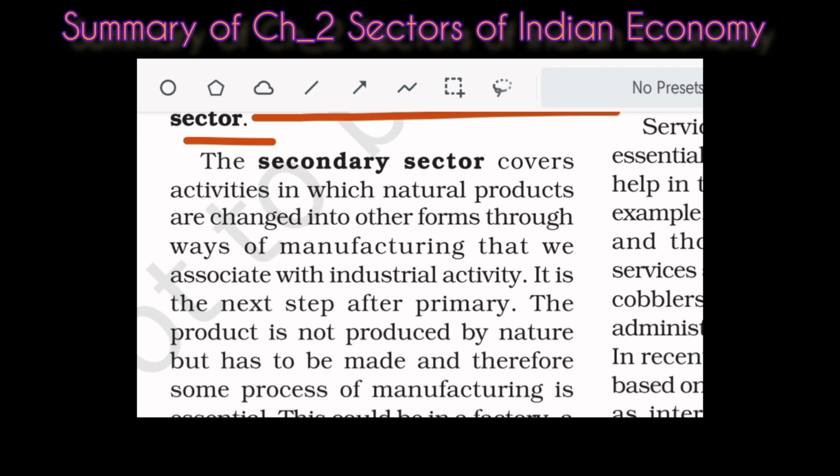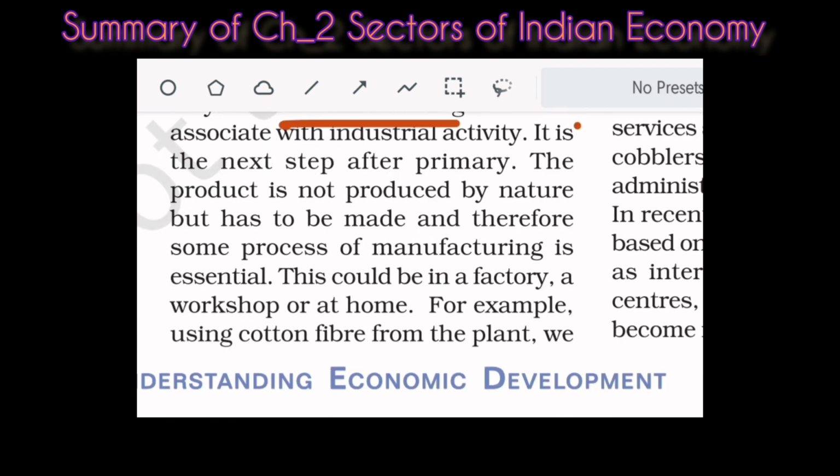Then let's talk about secondary sector. So secondary sector covers the activities which process natural products and change them into the final product. It changes the intermediate product into the final product. Okay, then the main thing is it manufactures the things. So that is why it is also called the manufacturing sector or industrial sector.